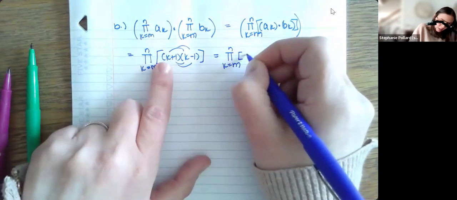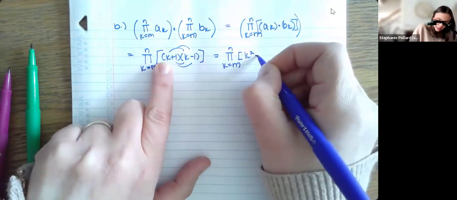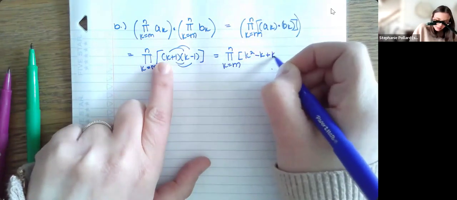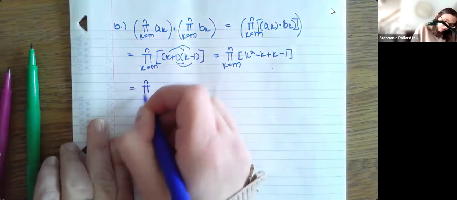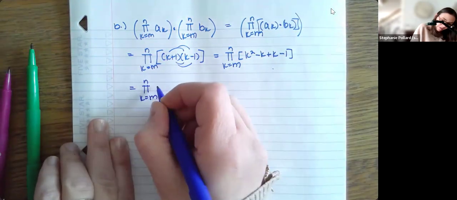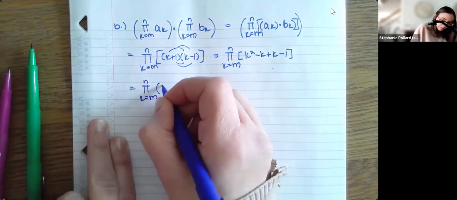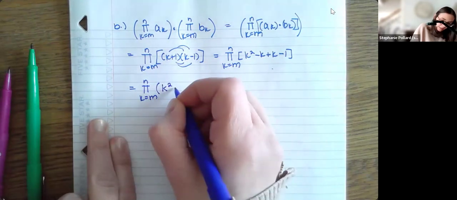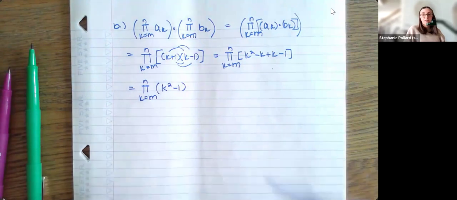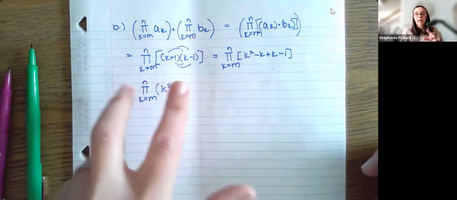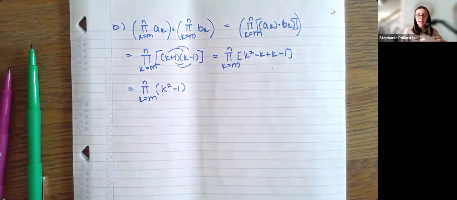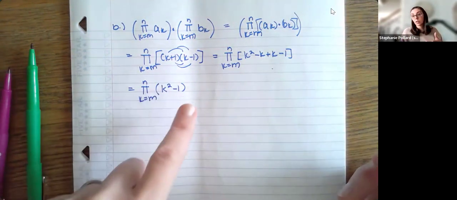So I would have k squared minus k plus k minus 1, which gives me a final product of k squared minus 1. So that would be our final answer. So we took two more complicated products. Because they were the same bounds, we were able to put them back together to have a simpler expression here.